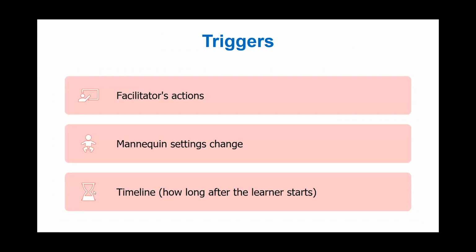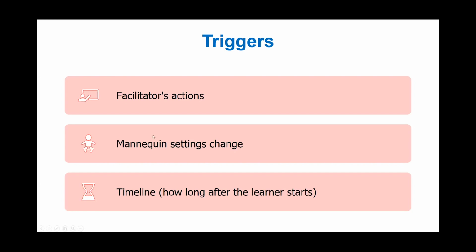And then from the beginning, there should be a trigger that could be a facilitated action or a mannequin setting or timeline. So for example, let's say if we are doing a resus scenario, we can say the patient arrested. So then the trainee will realize this is a cardiac arrest. They have to follow the arrest guideline.